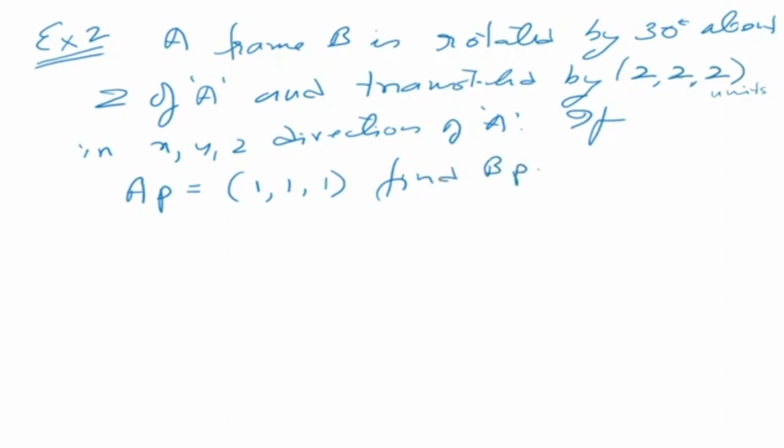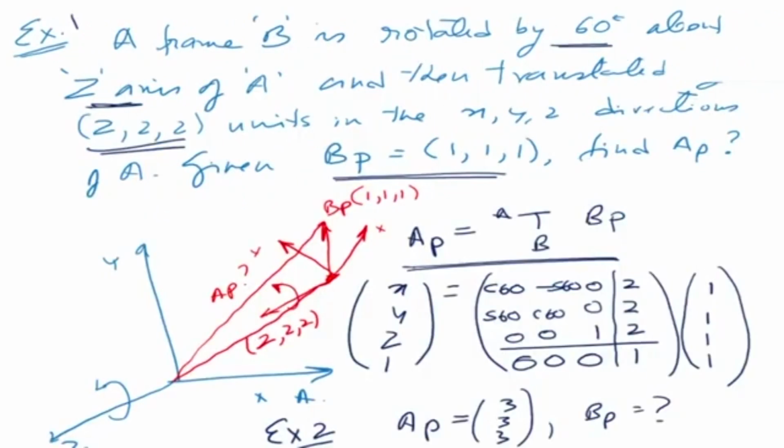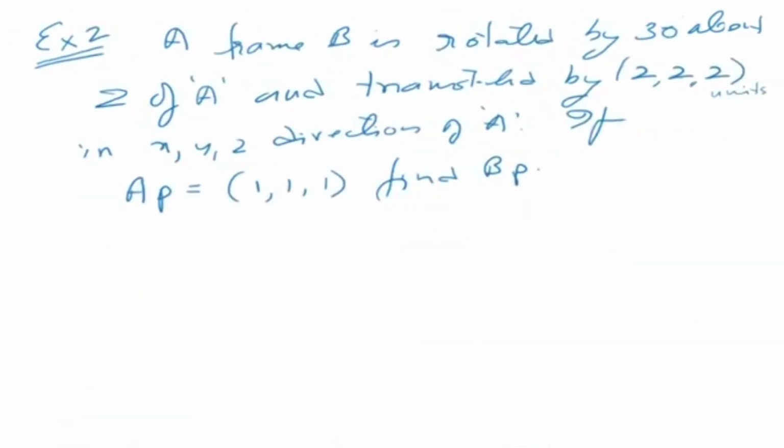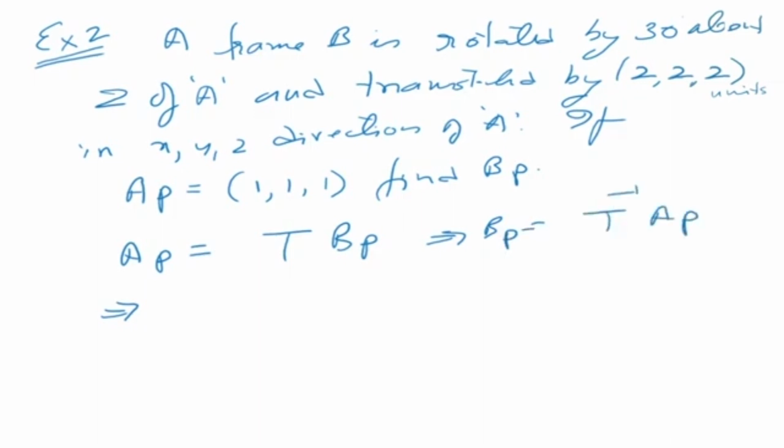Okay, so in the previous case, we had looked at this problem where a frame was rotated and translated, and I had given BP. Now I'm giving AP and you find BP. You can go in either direction, because it's an equation. So how do we find that? We basically write AP is equal to T into BP, which implies BP is equal to T inverse into AP. We are given AP, so we can multiply with the T inverse and find it.